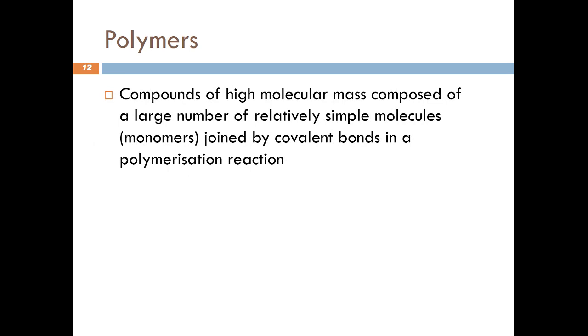All right. Polymers are compounds of high molecular mass composed of a large number of relatively simple molecules, which are called monomers. They are joined together by covalent bonds in a polymerization reaction. So that's pretty much how all polymers are made up, whether that uses different types of mechanism or reaction. It all starts from monomers, and you join them together somehow. That's really what polymers are.